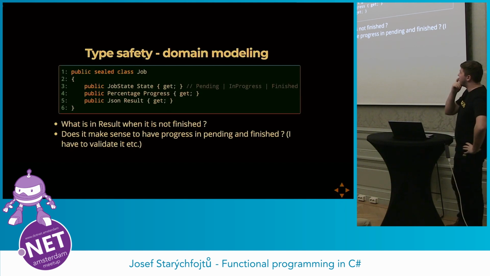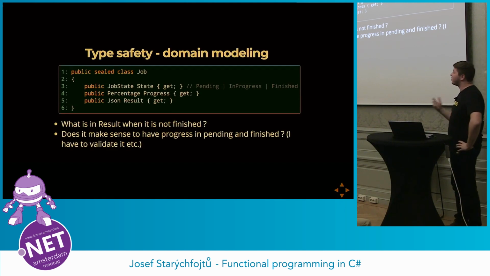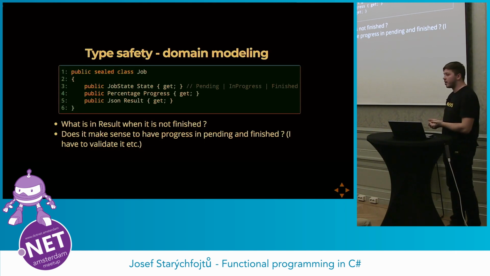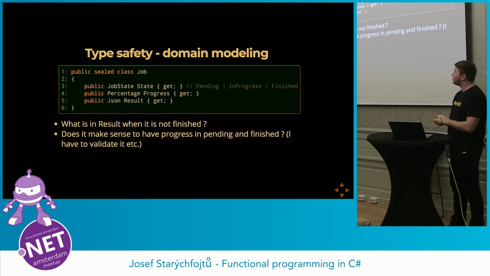So let's say you want to model this class Job, which represents some background job. It has a state. It's either pending, in progress, or finished. Then it has some percentage of the progress and a result. So what's in the result if the state is pending? Or what's in the percentage if the state is pending or finished?